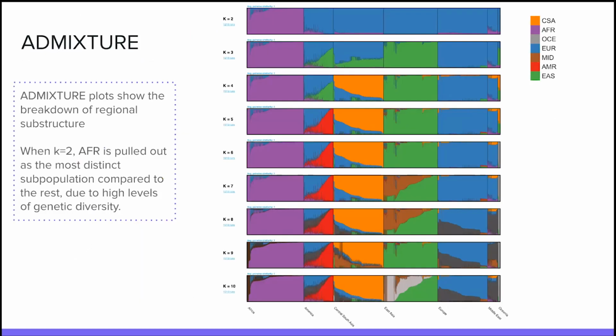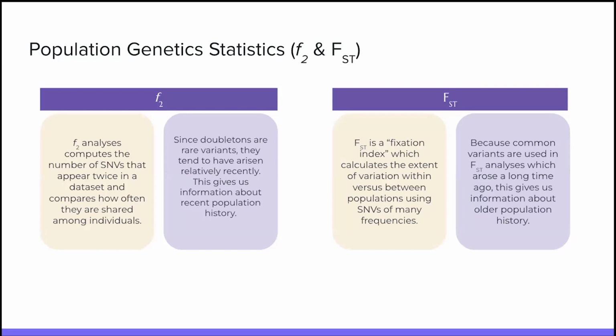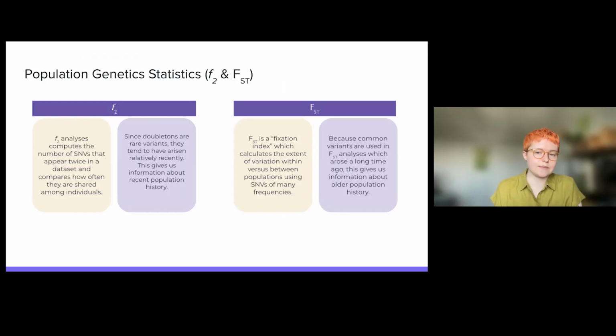So then after admixture, 2 other metrics that we used to look at ancestry were F2 and FST. And before I show the 2 plots that result from these, here's a little bit of background on those 2 metrics. So F2 is a metric that results from computing the number of SNVs that appear twice, also called doubletons, and then comparing how often those doubletons are shared among individuals. Since doubletons are rare, they tend to have risen recently, and thus the results of the F2 analyses give us information on recent population history.